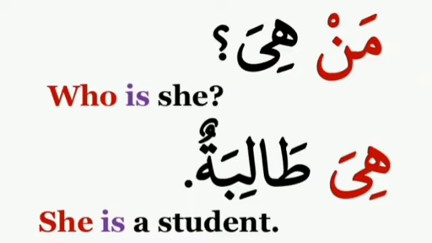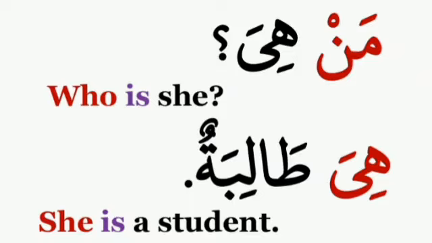Let's take for instance, in case you are a male person, if I ask you, man anta, who are you? You should respond saying, ana talib. I am a student. And if you are a female person, you should respond saying, ana taliba. I am a student. I hope you understand the difference between talib and taliba.